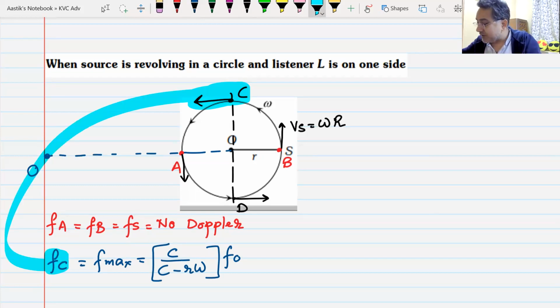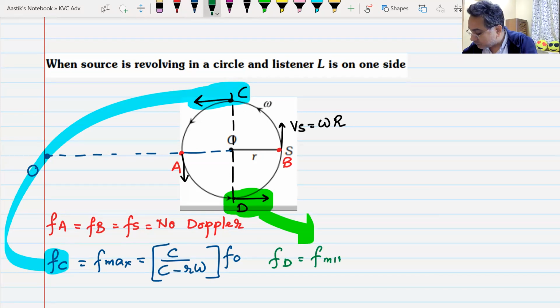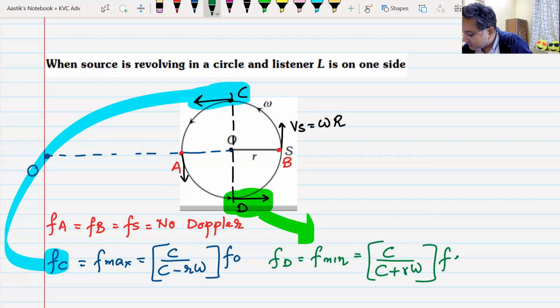At which point will he hear minimum? At point D he will hear minimum. F at point D will be F minimum. And what will be the value of this minimum? C upon C plus R omega times Fs. Do we understand this, or has this gone above our head?